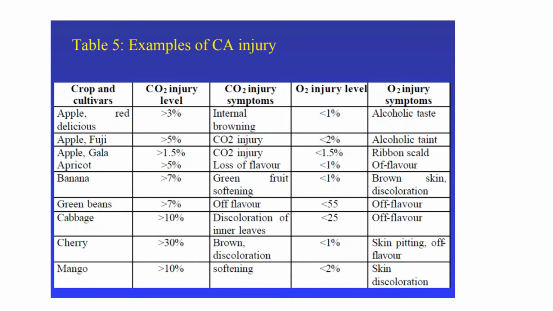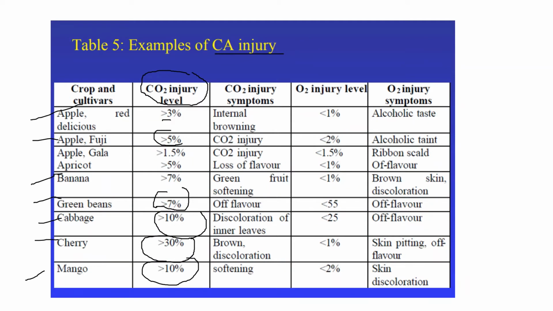With some more of them, we have some examples of injuries regarding controlled atmospheres. Some of the crops or fruits can be apples, banana, green beans, cabbage, cherry, mango, and the CO2 injury level varies with different food items. For apples it is more than 3%, for Fuji it is more than 5%, and for green beans it's more than 7%. For cabbage we have more than 10%. For cherry we have more than 30%, and for mango we have more than 10%.